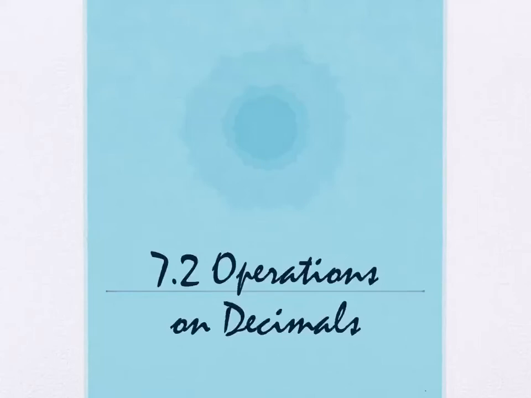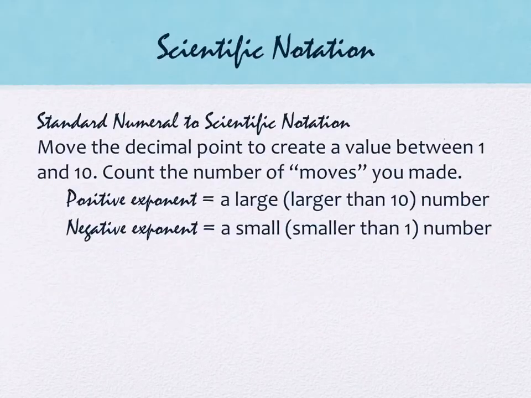All right, we're going to finish up on section 7.2 today, operations with decimals. We had looked at addition, subtraction, multiplication, and division, and we also had looked at scientific notation. So we are at the point where we're going to talk about rounding and estimation.